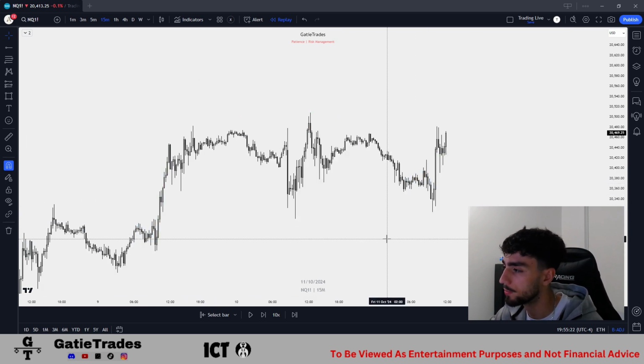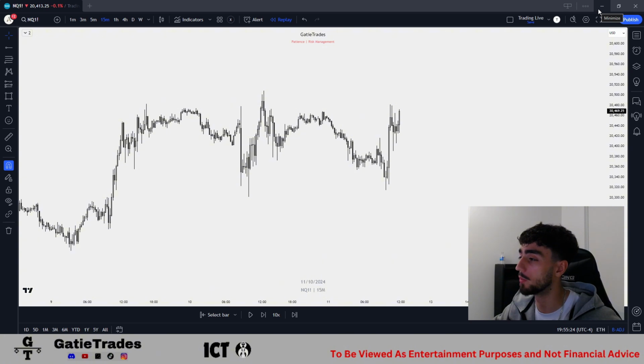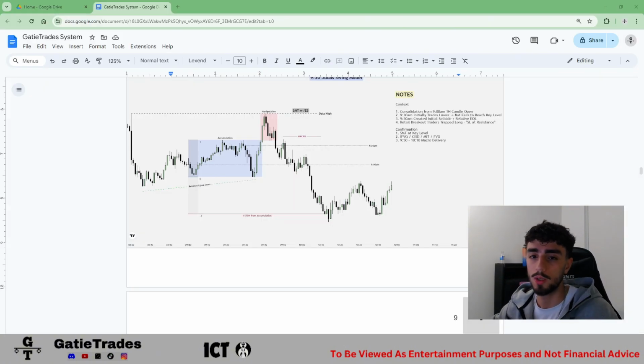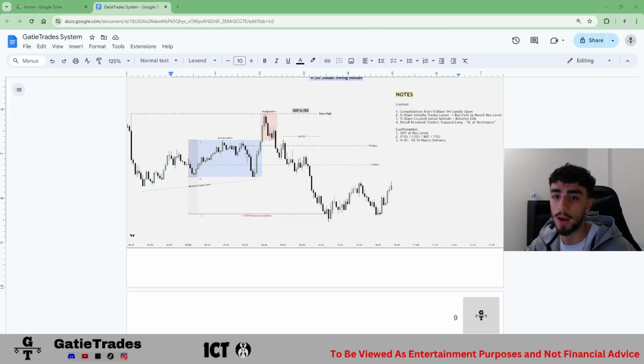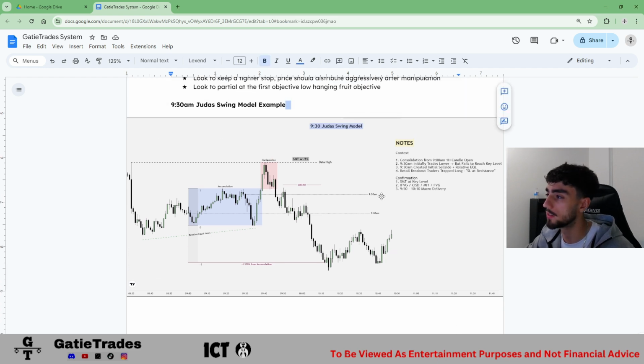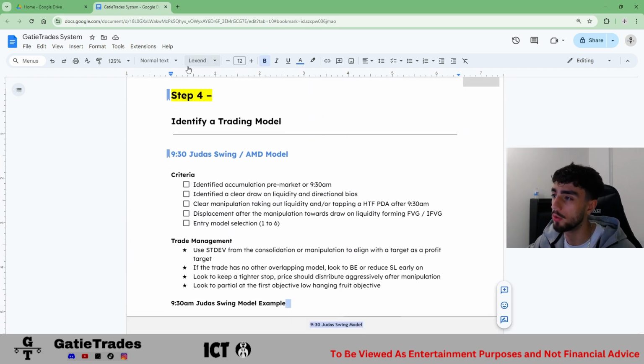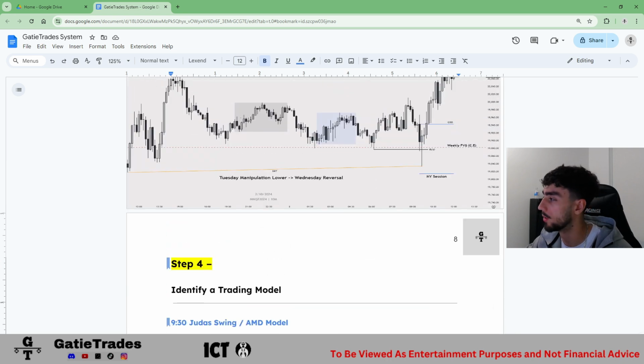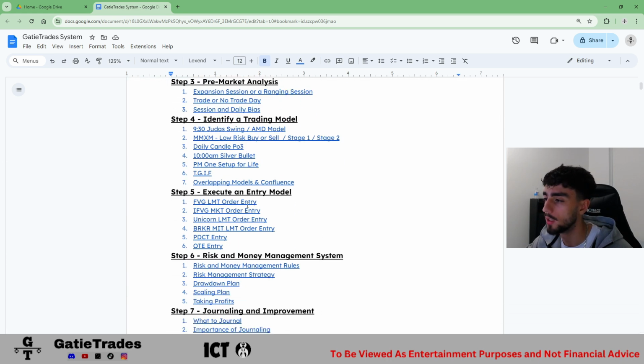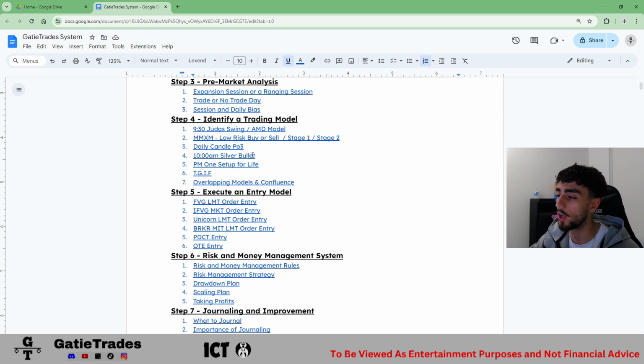Now, the AMD model and the Judas swing model is a very general model. I say that because my best AMD trades or my 9:30 Judas swing trades are aligned with other models, and that goes for all my trading models. So if you come to the charts on my PDF, you can see I have 7 models, and the last one, I put this last because it says overlapping models and confluence. ICT's concepts are very, very in conjuncture, if that makes sense. Like you can use all of these, and a lot of them is gonna have a lot of overlap.